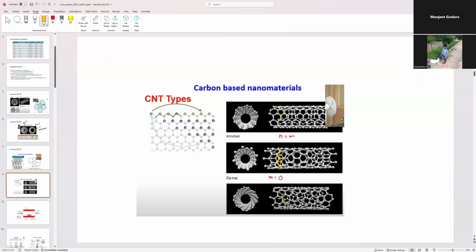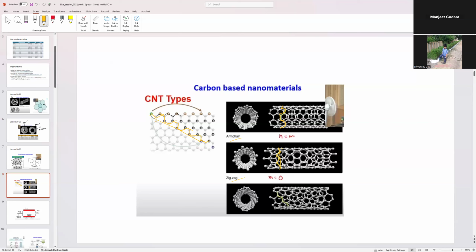You see this shape. In armchair, you fold the graphene along this direction. You join this atom with this, and you get this shape, which is called armchair shape. Here you can see this structure. This is armchair and this is zigzag.